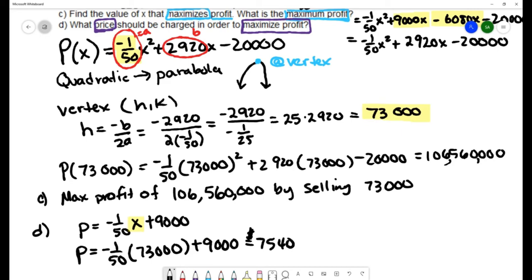$7,540. I want to come back to this really large number here, which is the maximum profit. I took a look more closely at the directions, and it said to round to the nearest millions. And this is the millions place here where that 6 is. So if we're going to round to the nearest millions, we need to look to the right of the millions place, which is a 5. So that means that we're going to round up. So if we round to the nearest millions, it would be 107 million would be the maximum profit.